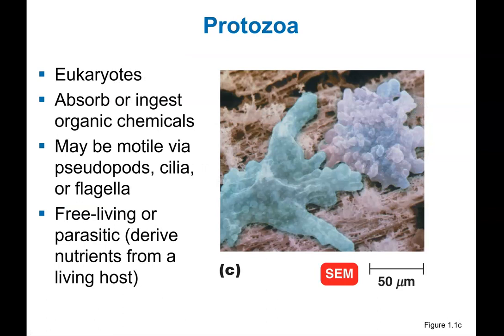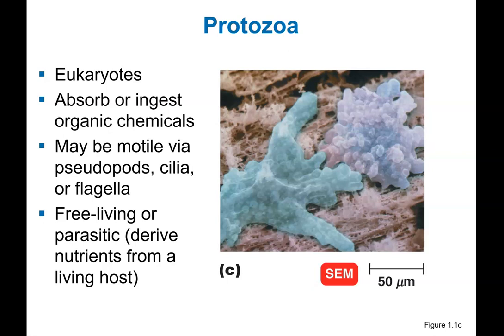So protozoa are also eukaryotes, and they only use organic chemicals for their metabolism as well. They're either absorbing them across their cells or they may ingest them with a mouth-like structure. They can be motile with pseudopods, which is what we're seeing in this picture. This is an amoeba extending out its pseudopods. Or they can have cilia, or flagella, or they might be non-motile with none of those structures.